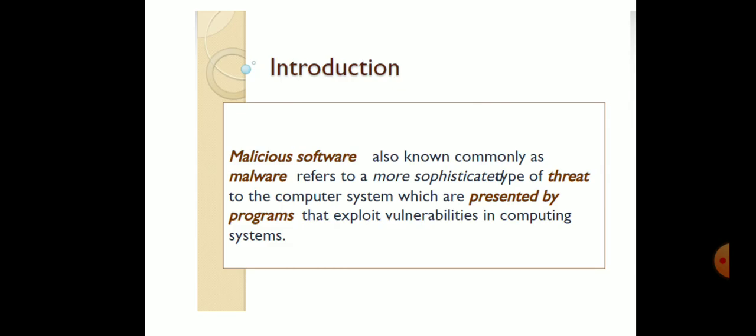Next we are going to discuss the introduction to malware. Malicious software is also commonly known as malware. So a malware is also a software. What is a malware? It is a type of threat to a computer system, presented by programs that exploit vulnerabilities in computing systems. So if it provides a threat to a computing system, we can call it malware or malicious software.